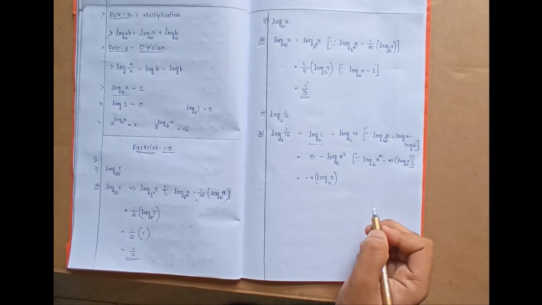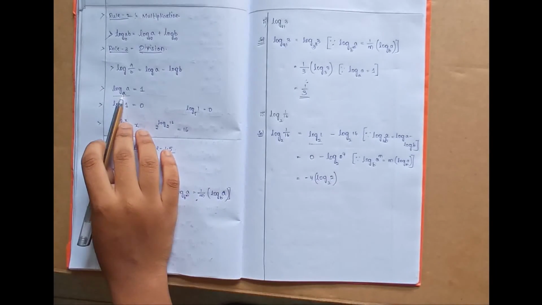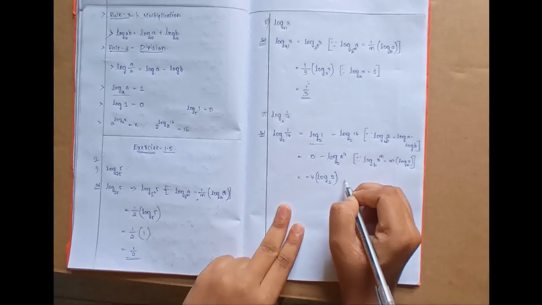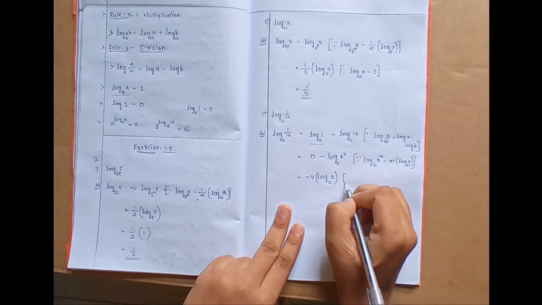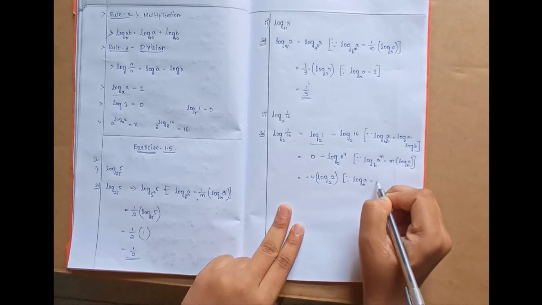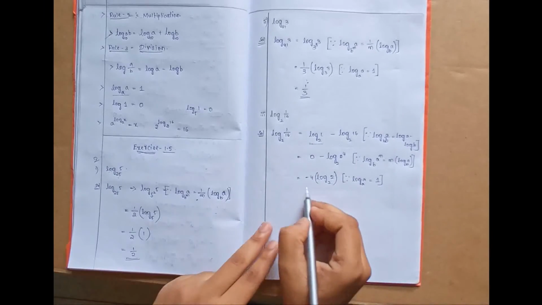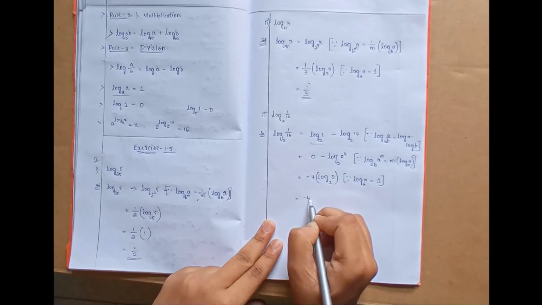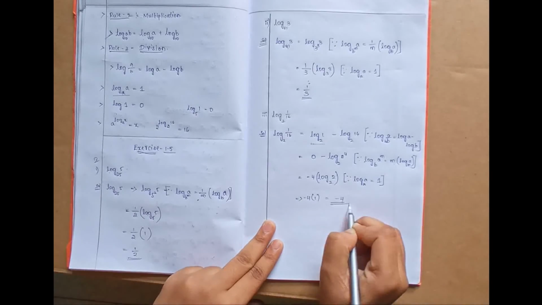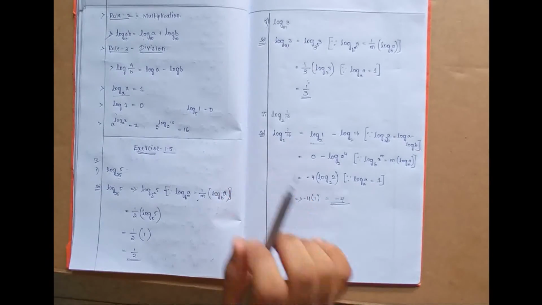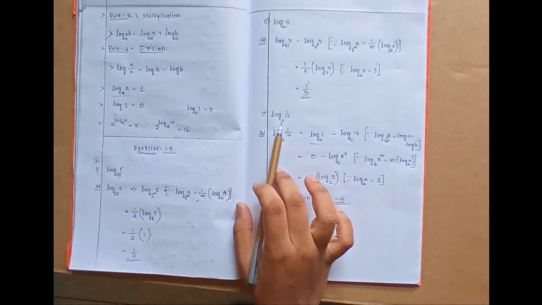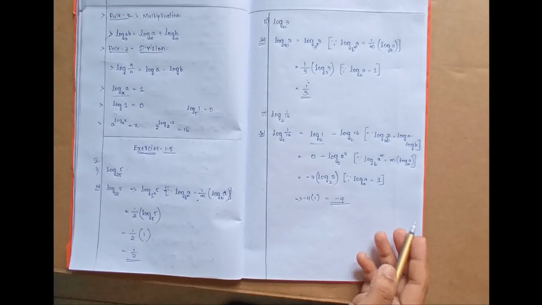Here you can observe that the base and the logarithmic number are equal, so they are equal to 1, right? Log a to the base a is equal to 1. So the value will become minus 4 into 1, which is minus 4. The value for the third one, log 1 by 16 to the base 2, is minus 4.